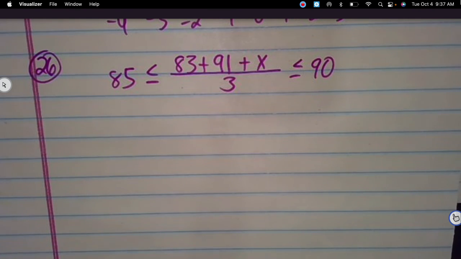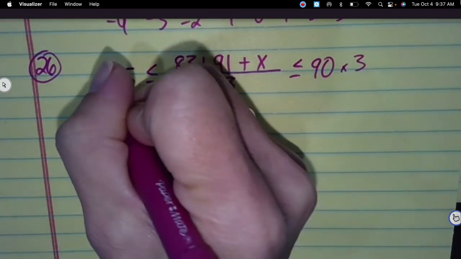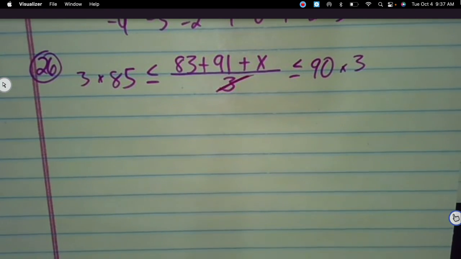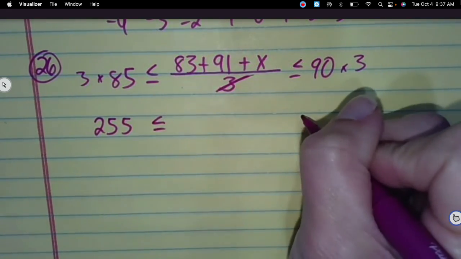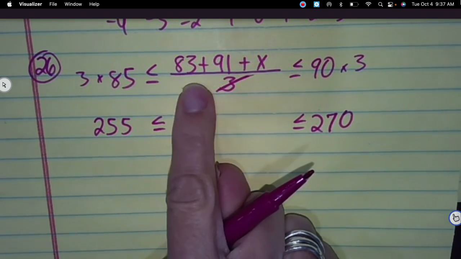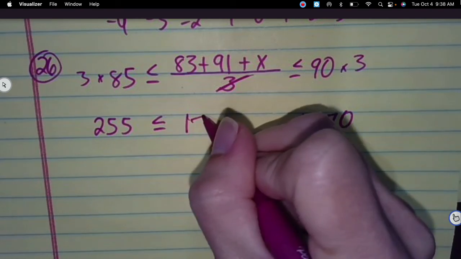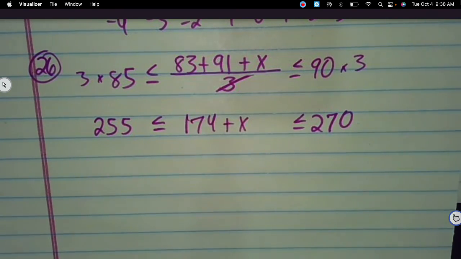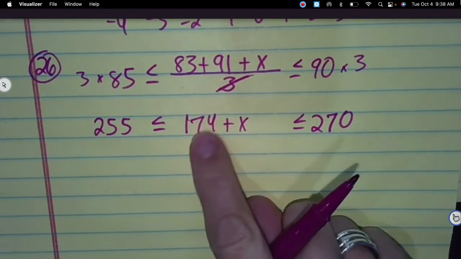Now, do y'all want me to solve it though? Yeah, solve it. Okay. If I was to solve it, I would multiply by 3 on all of it so that the 3 would cancel out. What is 85 times 3? And then over here, what is 90 times 3? Now, in this middle part, what's 83 plus 91? It's 174 plus x. Does everybody understand? My 3 went away because I multiplied it to everything, and I just added those two numbers together.